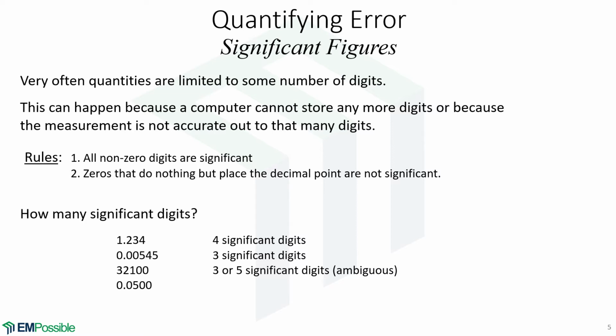0.0500. Okay, a lot of zeros here. Well, there's one non-zero, so we have at least one significant digit, but we have 4 different zeros here. Well, these first 2 are doing nothing other than placing this 5 relative to the decimal, so we're not going to count those. These last 2 zeros, we can be sure when they follow this after the decimal point that these really are reporting significant digits. So we have 3 significant digits in that number.